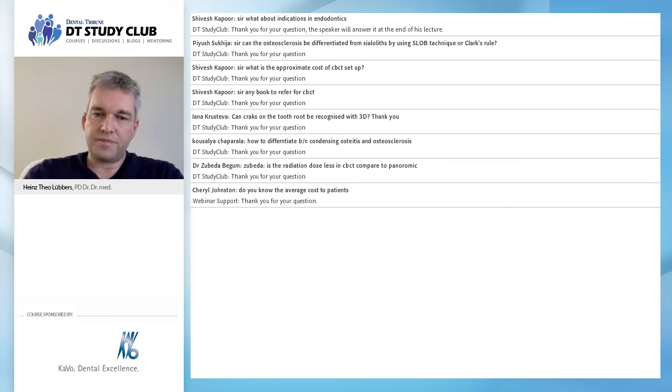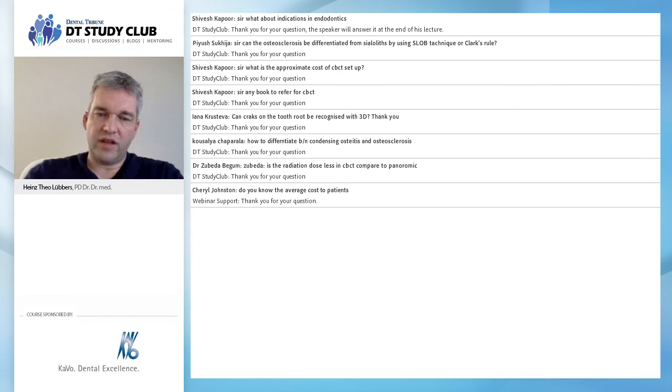And the question about is the radiation dose in CBCT less compared to panoramic? That's a no but. In most cases, the radiation dose in CBCT is higher than in panoramic view. But under special circumstances, let's say you go for a special low dose mode, like it's implemented in some cone beams nowadays, for example in the one I use, then you can get to radiation doses comparable to panoramic or even lower than panoramic.